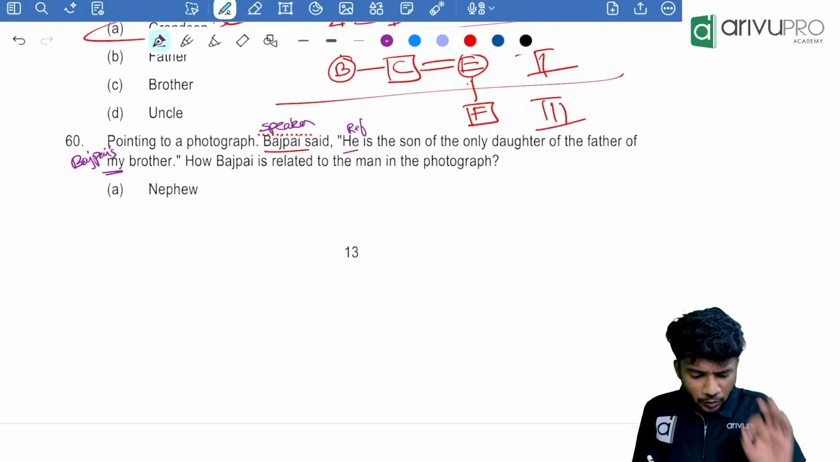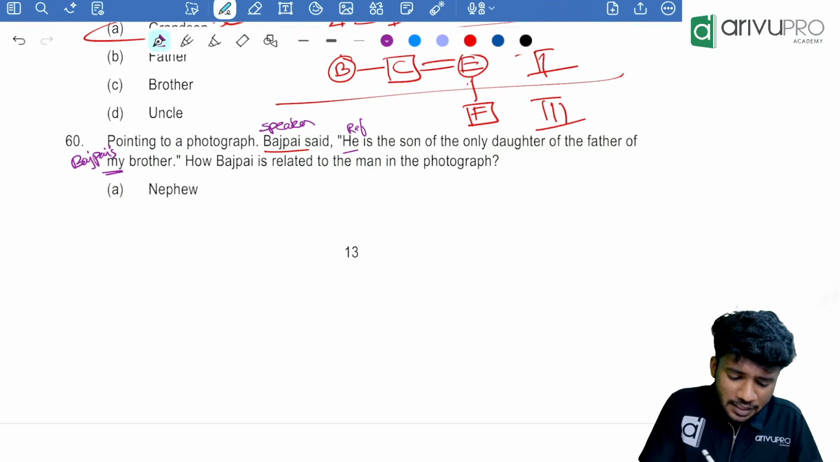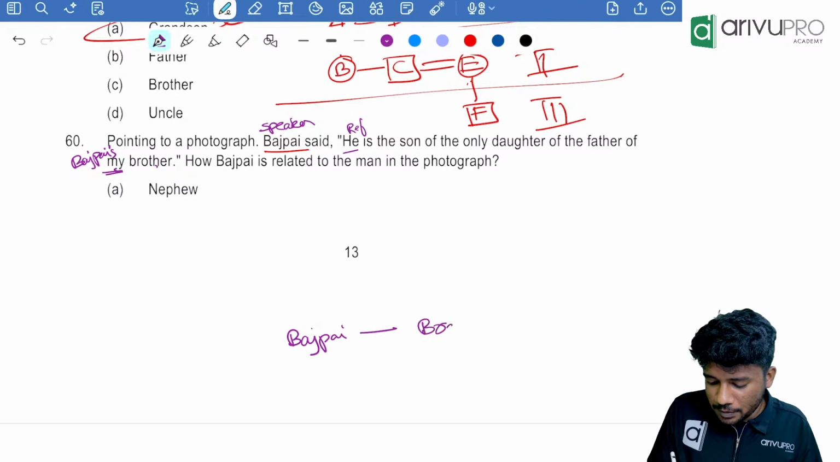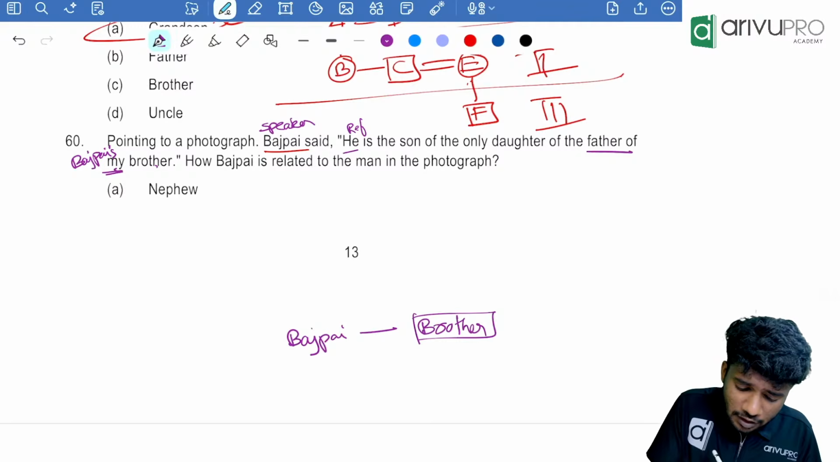Bajpai's brother. Okay. Now we will start from the ending. Why? Because the speaker is towards the end side. So we will start from the end. Bajpai is there. Bajpai is having a brother. I will write the brother over here. Brother means they are what? Male sibling. Yes. Then father of my brother.